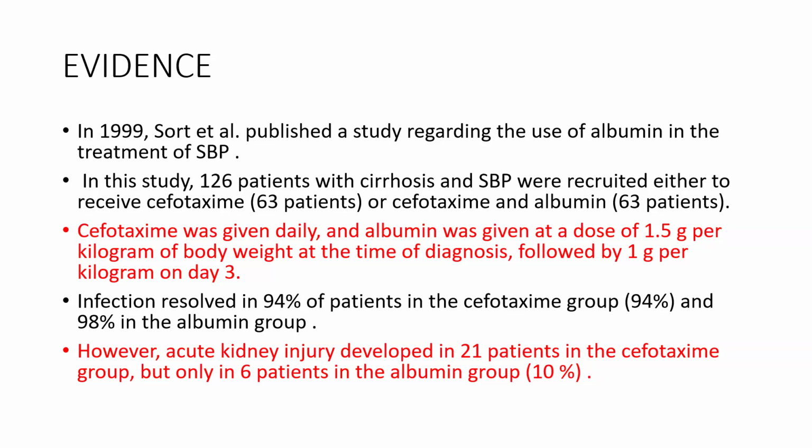In 1999, Sort et al. published a study regarding the use of albumin in the treatment of SBP. In this study, a total of 126 patients with cirrhosis and SBP were recruited to receive either cefotaxime alone or cefotaxime and albumin. Cefotaxime was given daily and albumin was given at a dose of 1.5 gram per kg of body weight at the time of diagnosis, followed by 1 gram per kg on day 3. Infection resolved in 94% of patients in the cefotaxime group and 98% in the albumin group. However, renal impairment developed in 21 patients in the cefotaxime group, but only 6 patients in the albumin group.